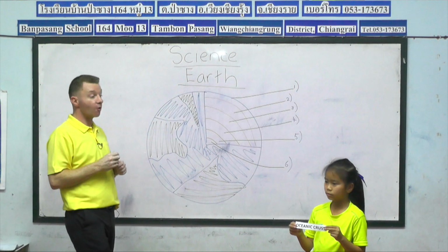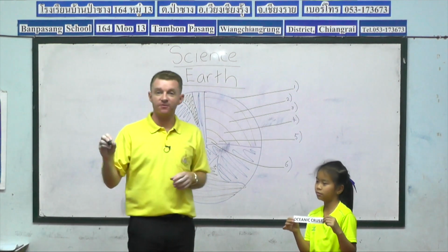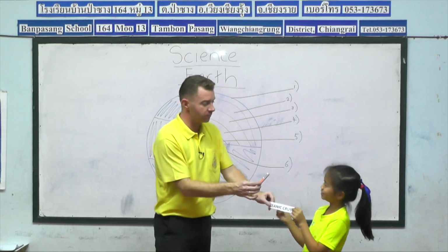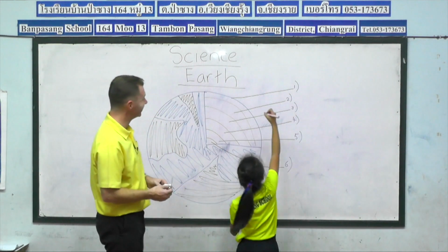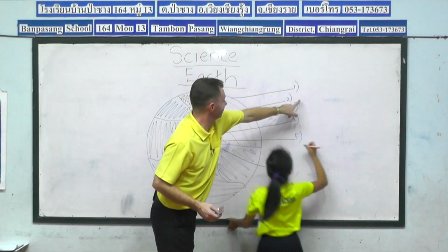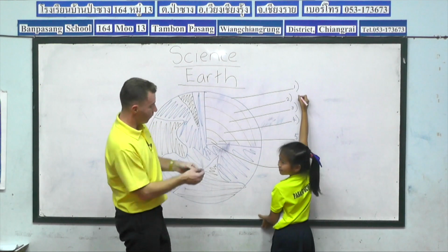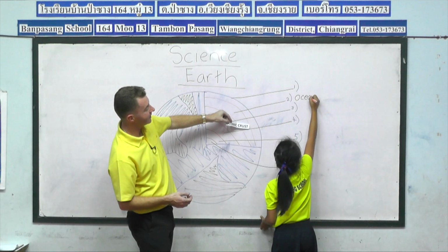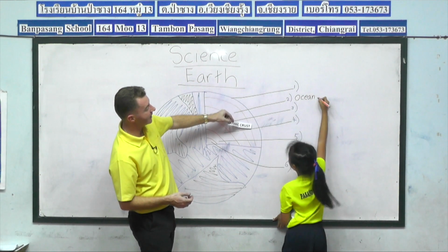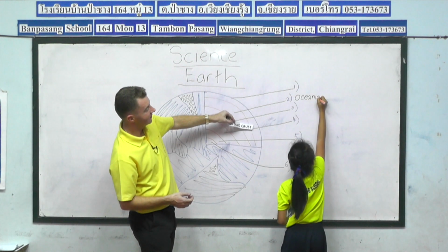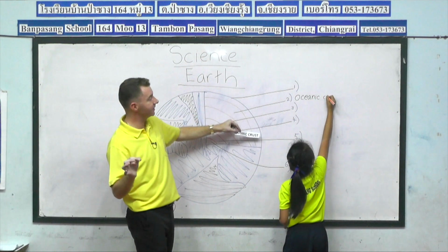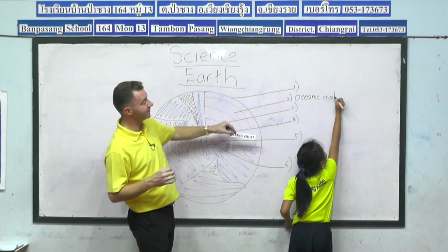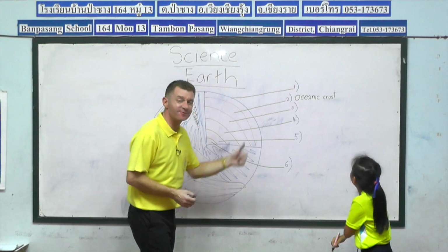Number 2, correct. So now, what we want Prel to do is write the words oceanic crust alongside number 2. If Prel can reach. So, can you write here, Prel? O, C, E, A, N, I, C. And then crust, C, R, U, S, T. Proud, that's excellent. And very well done for reaching.